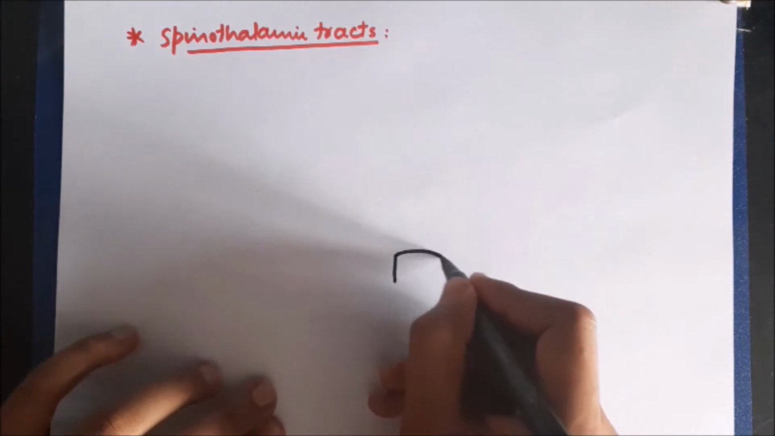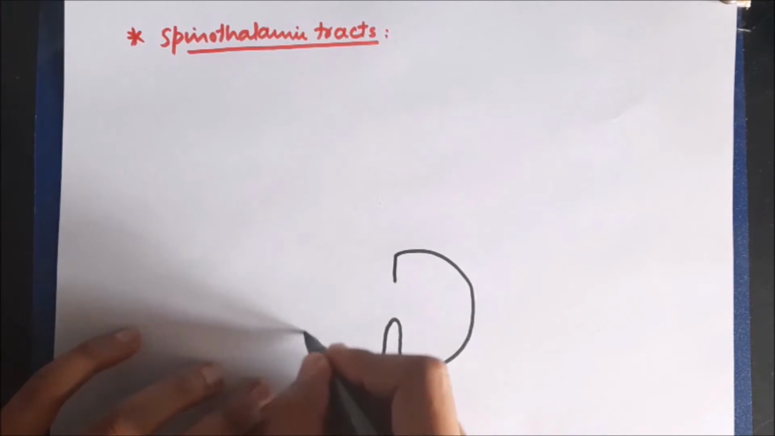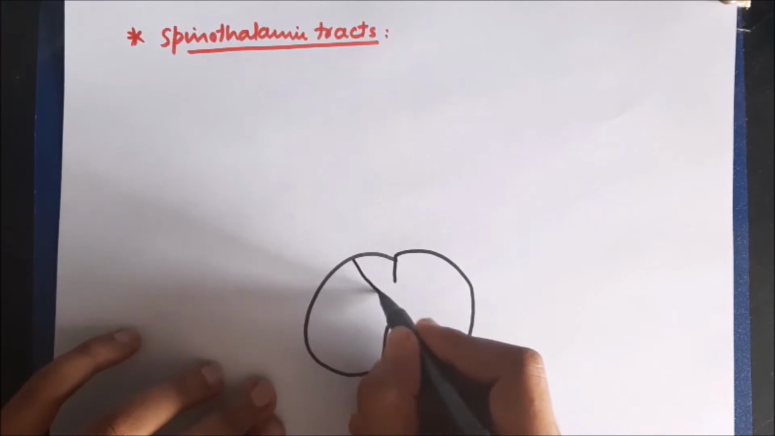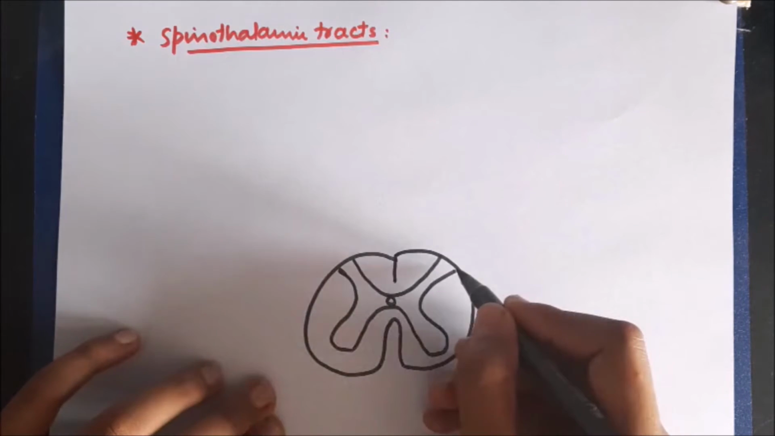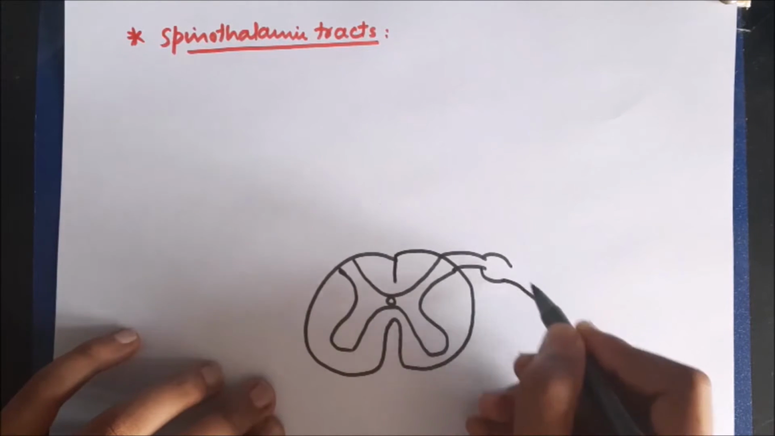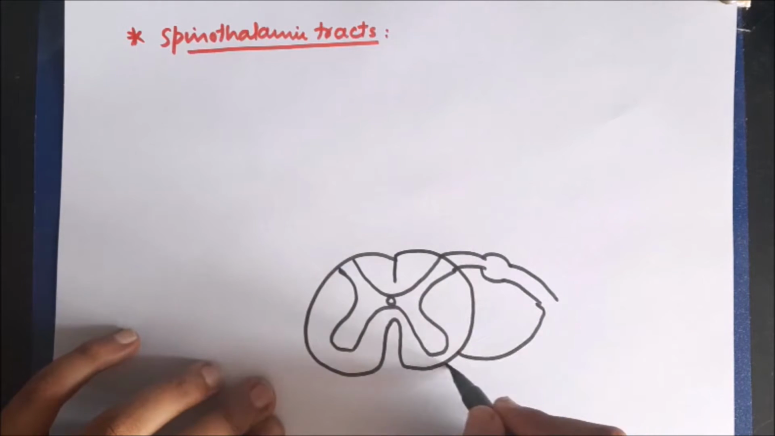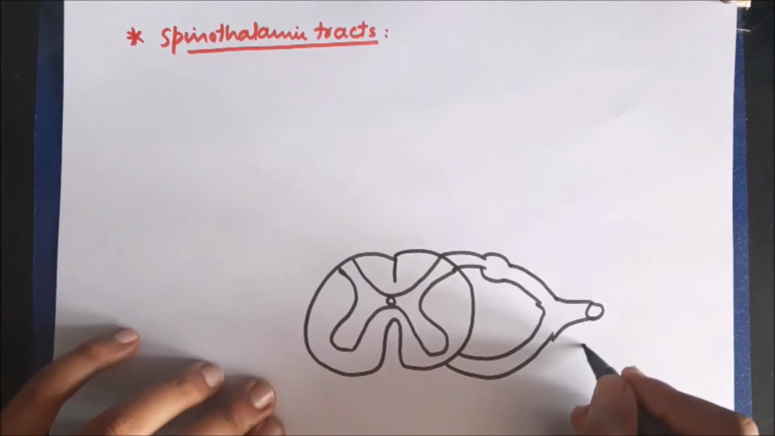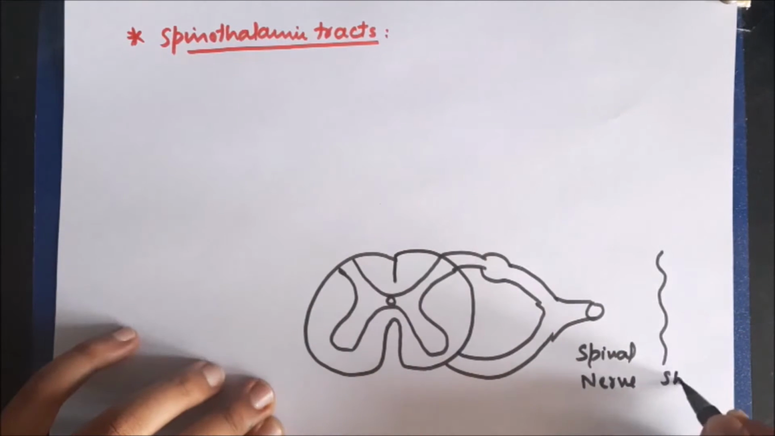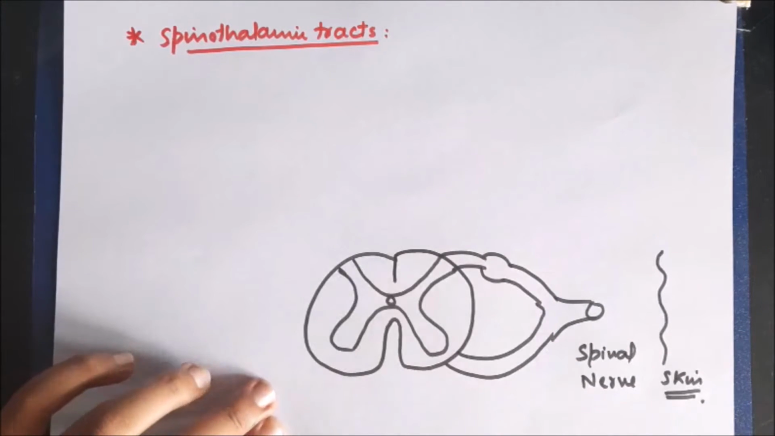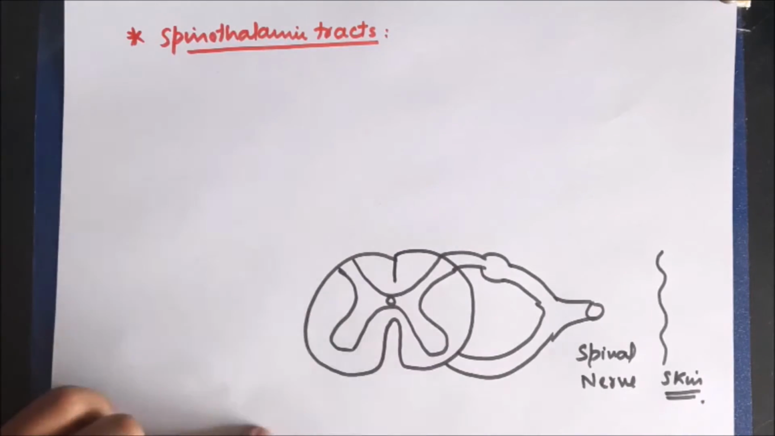So let us start the discussion of the spinothalamic tract with a simple cross section of the spinal cord. So this is the cross section of a spinal cord. This is the gray matter of the spinal cord, dorsal horn, ventral horn, spinal canal, dorsal root ganglion, ventral root, and this is the spinal nerve. Now this here is the skin from which various sensations will be carried.